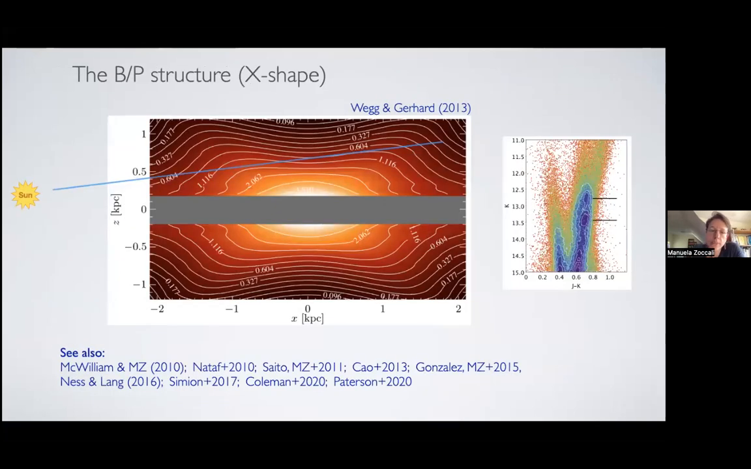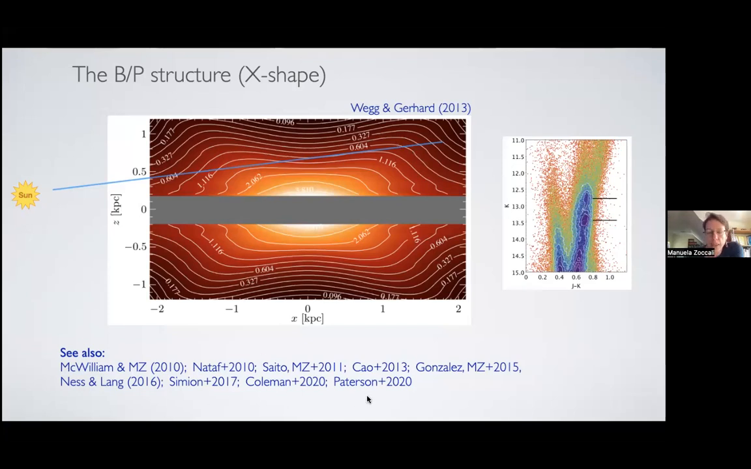In its outer part, the main bar has what we call a boxy peanut, or sometimes X shape, which is this structure here. The extragalactic people know it very well. I don't need to explain what that is, but it was the X shape. This thing was originally identified by means of the fact that the red clump stars have a clear bimodality in some line of sight. I just draw one of them as an example, and we see that some lines of sight cross two overdensities, one here and another there.